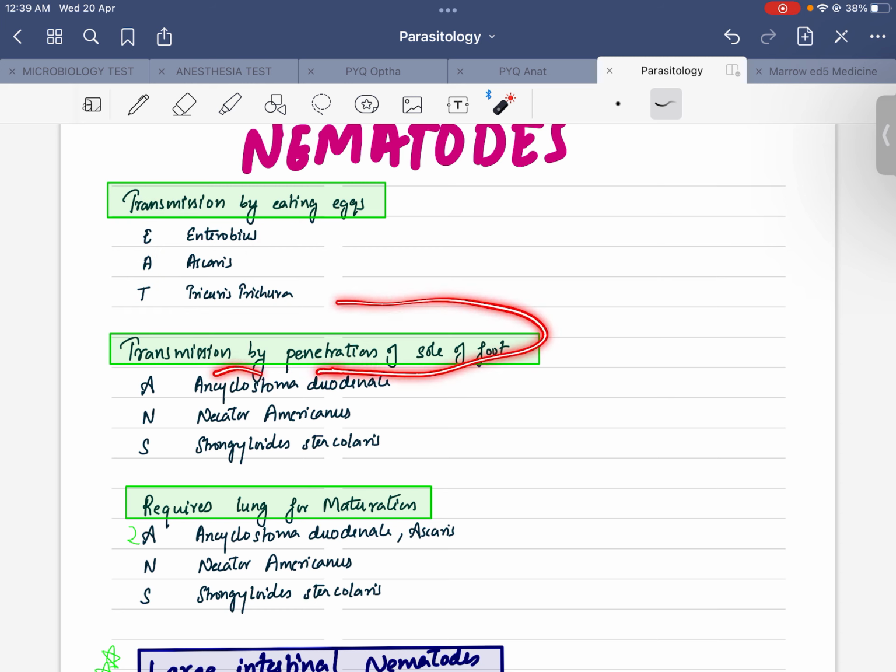Transmission by penetration of the sole of the foot: when the worms penetrate the sole of the foot, that is when the infection starts. That is for ANS: Ancylostoma duodenale, Necator americanus, and both of these are hookworms. And then Strongyloides stercoralis, which requires the lung for maturation. So again ANS, but add Ascaris also. These are some important mnemonics. If you learn this, it's very easy.